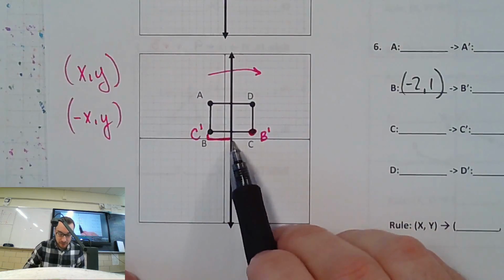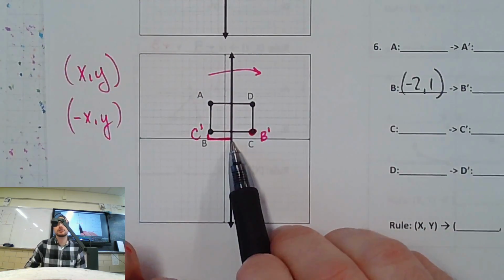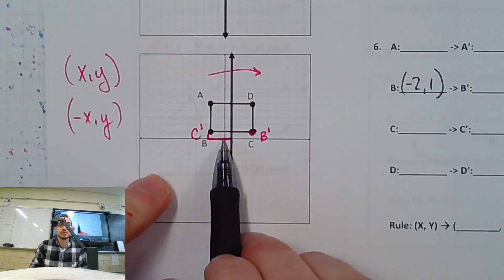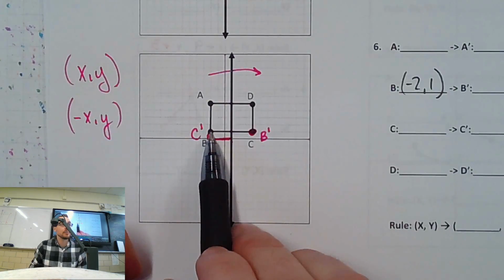Common mistake is to count from this big thick line, but that's not our axis, right? That's the line of reflection. Make sure you count from the origin. Start at 0, 0, 2 to the left, 1 up. Everybody cool with that? Okay, common mistake is to count from here and say -3, 1.